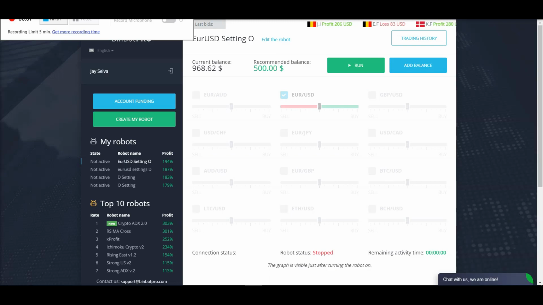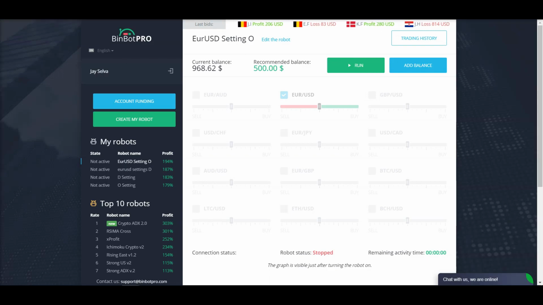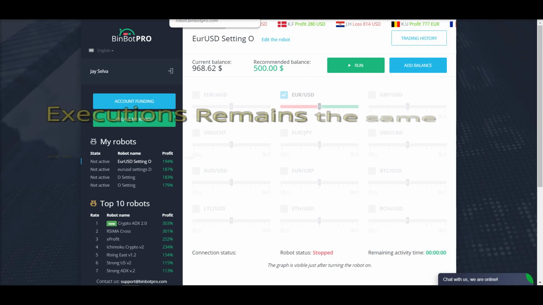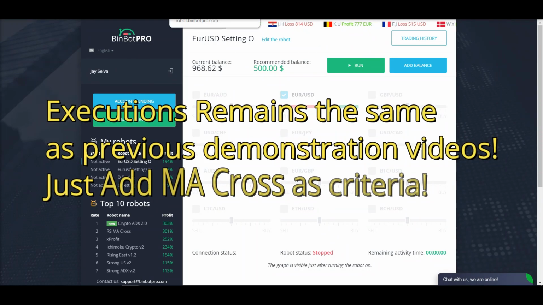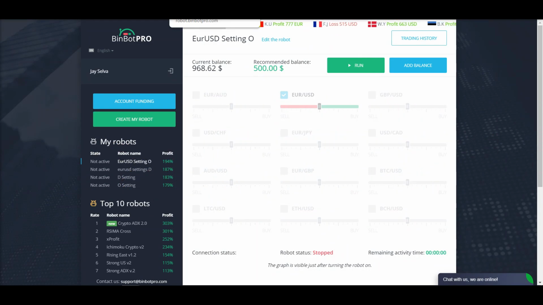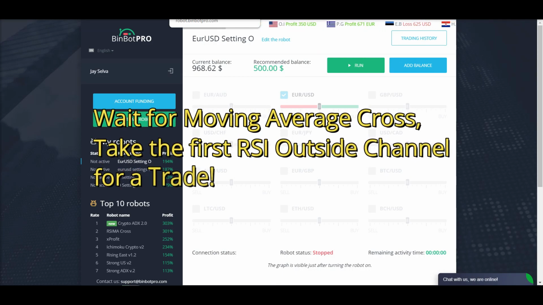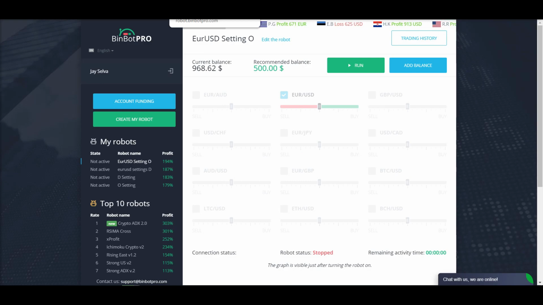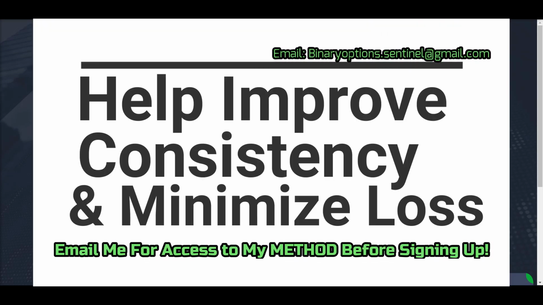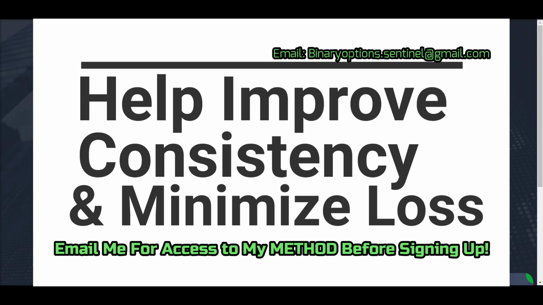Alright guys, so that's pretty much it. In the whole summary, the execution remains the same as the previous demonstration videos. It's just that we are adding one more criterion, which is the moving average cross. So we basically only take one trade, which is the first RSI outside channel that happens from the most recent moving average cross. The purpose of adding this moving average cross criterion is to help improve our long-term consistency and also minimize our losses in trading.